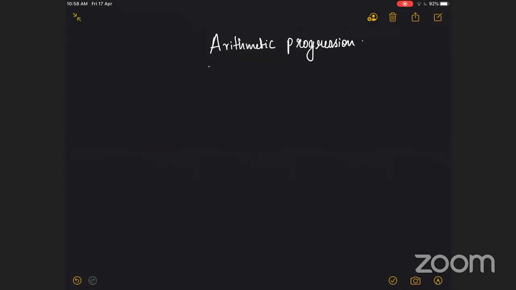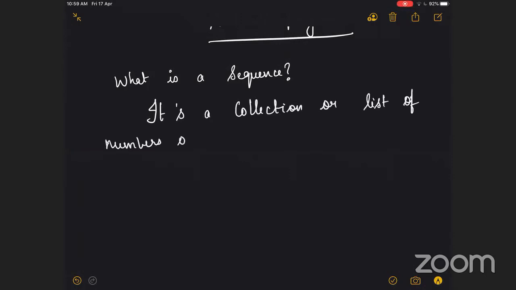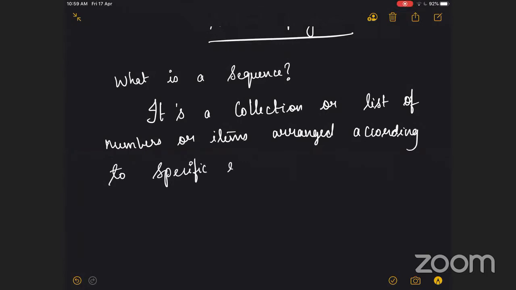Before jumping into arithmetic progressions, let us be clear with some terminologies. What is a sequence? A sequence is a collection or a list of numbers or items arranged according to a specific rule or a pattern.